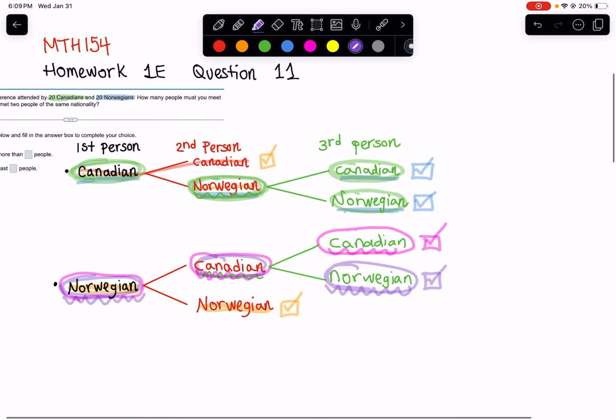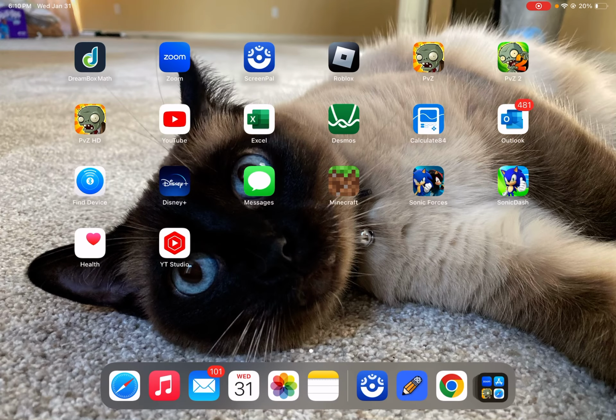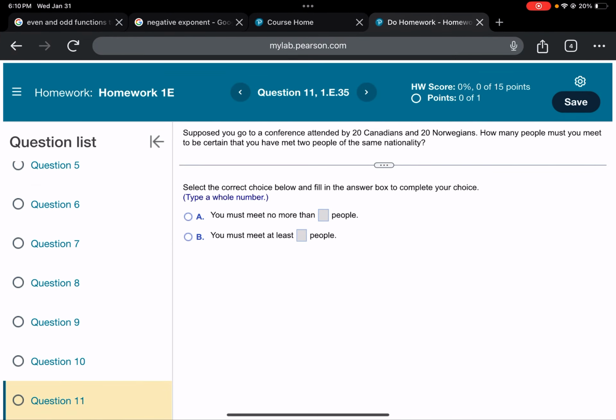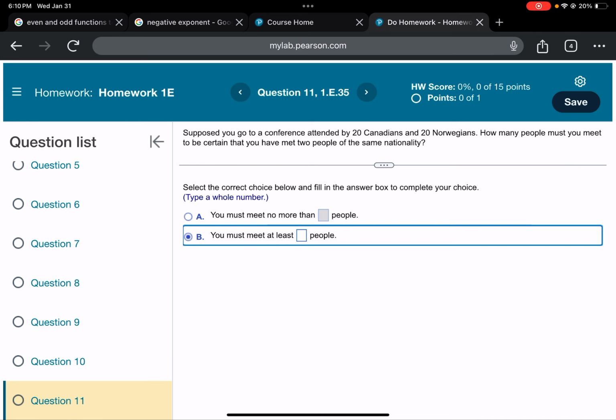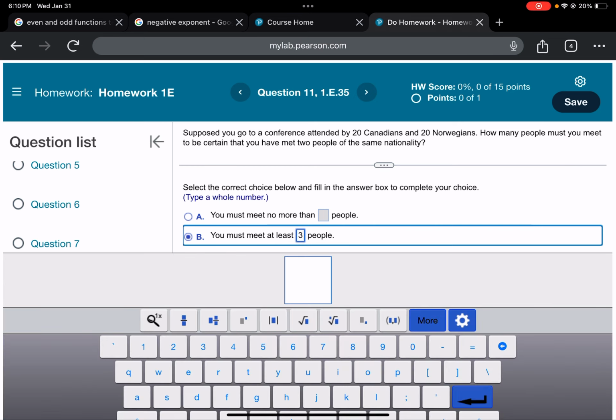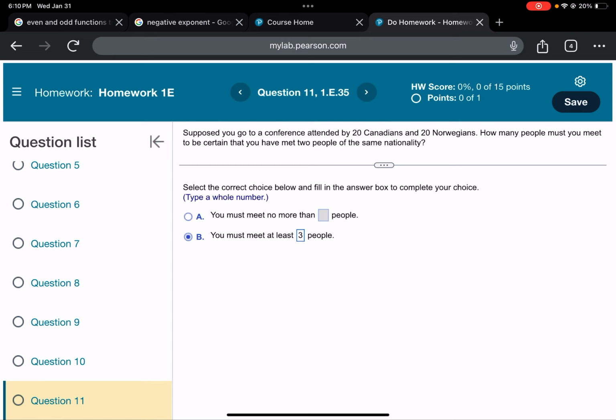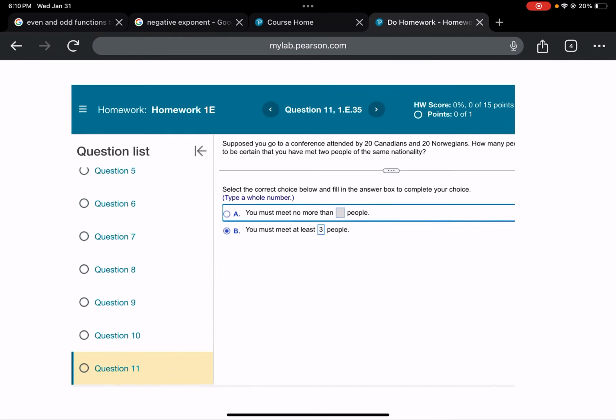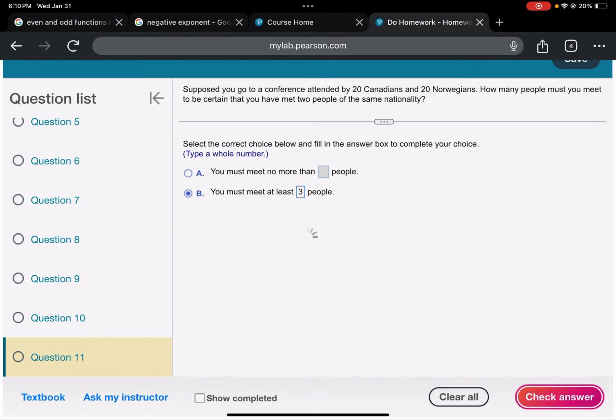The third person. So I'm going to go back to my lab and enter that, okay? I'm going to say you must meet at least 3 people for this to happen, okay? Because by the time you meet 3 people, you've seen every branch of the possibilities, right? It's going to happen. So I'm going to say 3, and I'll say check answer.